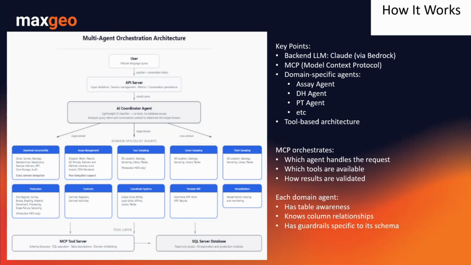As I said, each domain has table awareness. It knows all the relationships, and there's also guardrails in place. So it specifically stays within the knowledge it has. It does not go anywhere else. So if I've got an assay agent, it does not go looking at DH tables or pass information on DH tables. It is only looking at assay tables, and that is all it knows.